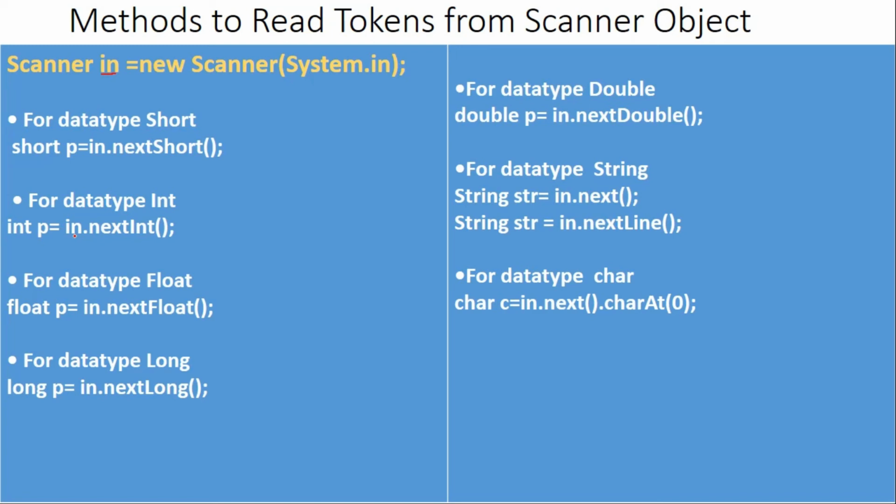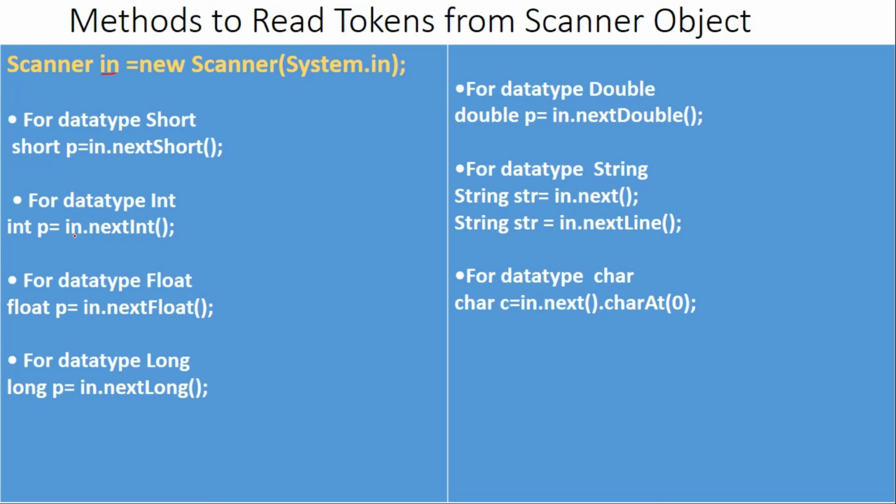For data type String, there are two ways. String str is equal to in.next(). In.next() will accept the first token only, and String str equal to in.nextLine() will take the whole line. The whole line means it can accept a series of words or a sentence.